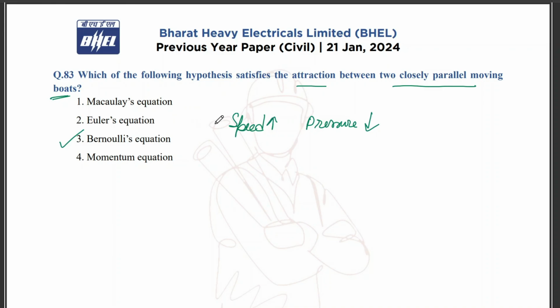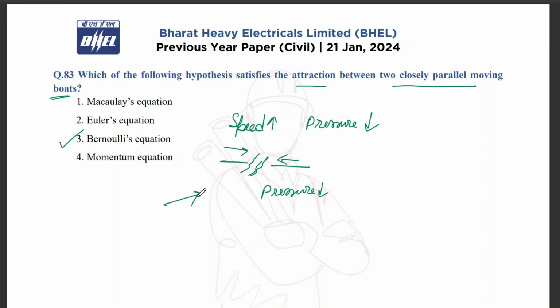So, when the boats are moving parallel to each other, the water flowing between them accelerates, reducing the pressure in that region, and higher pressure on the outer sides of the boats pushes them towards each other, causing an apparent attraction. Also, the same principle is observed in trains passing each other at higher speed and in aerodynamics.